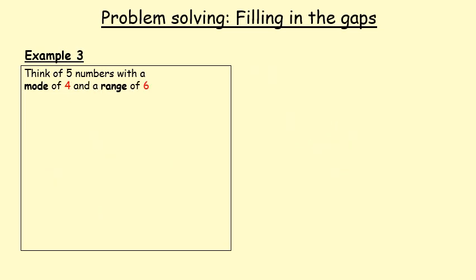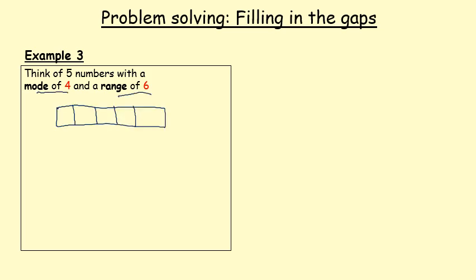Okay, so this question is a little bit different. So we want to think of 5 numbers with a mode of 4 and a range of 6. So we've got 2 criteria to satisfy now. So all I'm going to do to begin with is draw out my boxes as I did before.